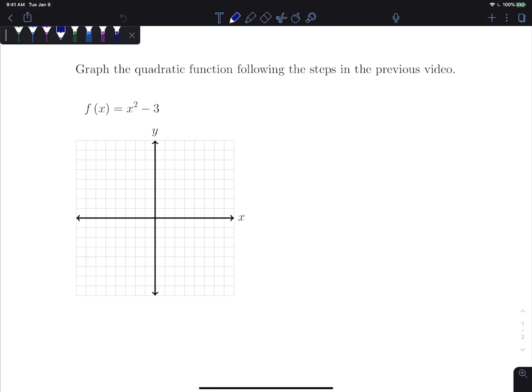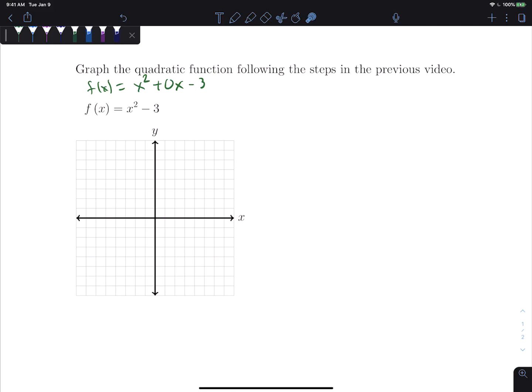Hello. In this video, we're going to graph the quadratic function following the steps in the previous videos. The function that we have is f of x equals x squared minus 3. Now, this function actually is in the vertex form that we saw earlier. But for now, we're going to ignore that, and we're going to rewrite this as f of x equals x squared plus 0x minus 3. This is the general form.